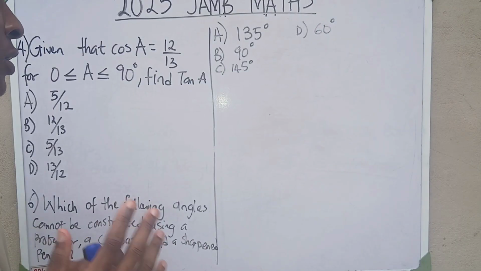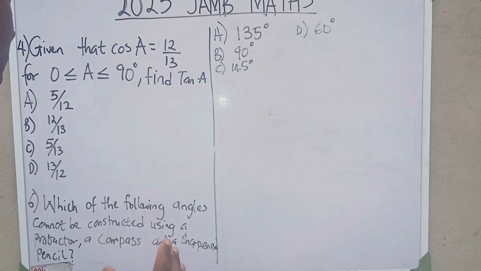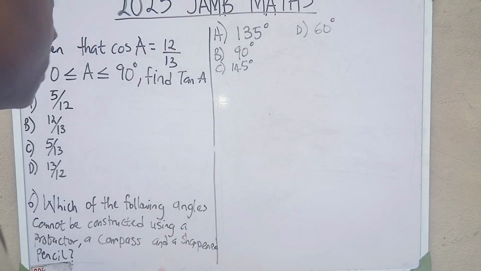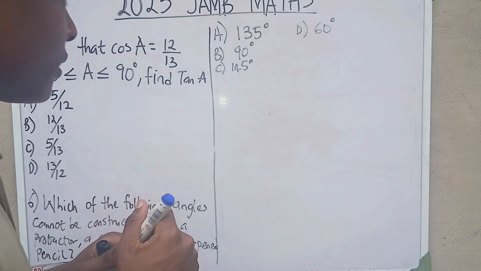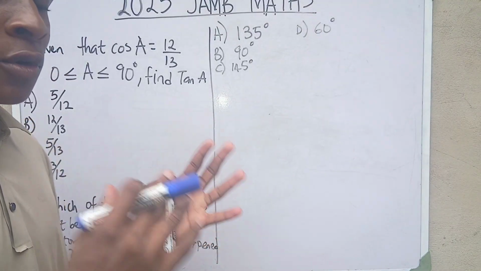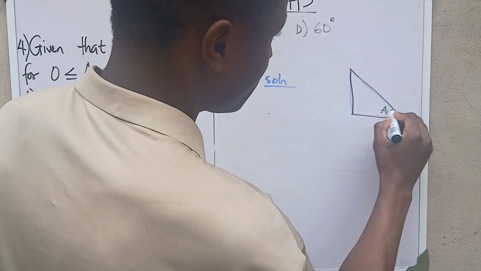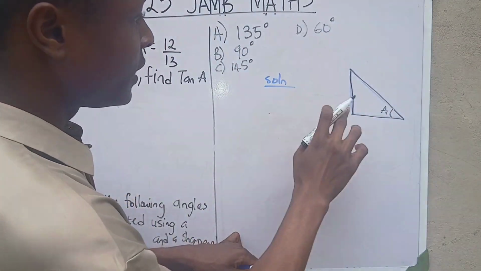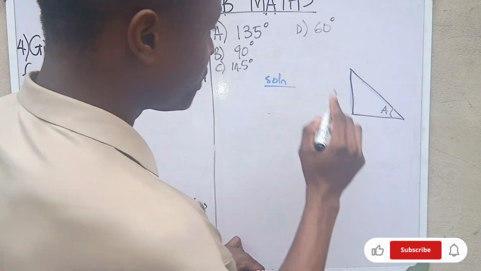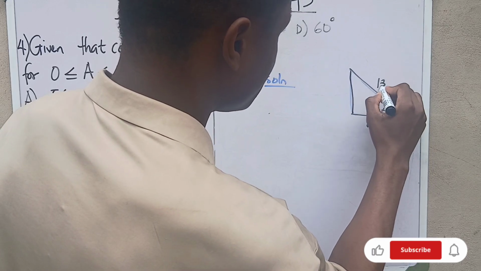Now, cos A is equal to 12 over 13, for 0 less than or equal to A less than or equal to 90 degrees, find tan A. So if we recall, cos of any angle, cos A, is adjacent over hypotenuse. So the adjacent is going to be here. The adjacent is 12, hypotenuse is 13.